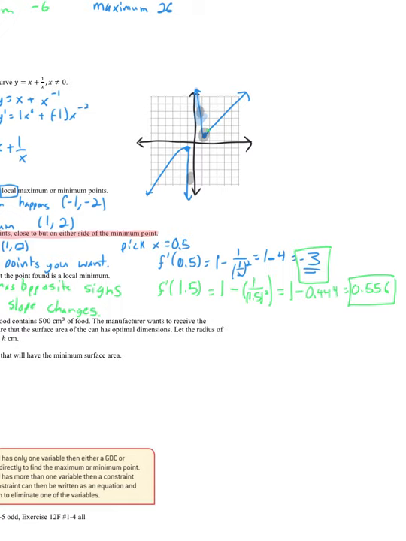All right, let's go ahead and look at the last problem here, example number 9. This is a good real world problem. I'll read it right now while you guys are working on this part. It says a can of dog food contains 500 centimeters cubed of food. The manufacturer wants to receive the maximum profits by making sure that the surface area of the can has optimal dimensions. Let the radius of the can be r centimeters and the height h centimeters. Find the dimensions of the can that will have the minimum surface area. So they're trying to keep the volume of 500 centimeters cubed, but they're trying to find the smallest possible surface area so that way they use fewer materials when they're making their cans.